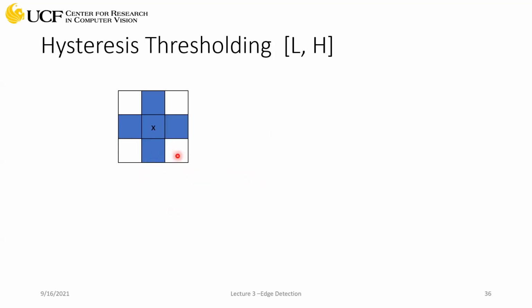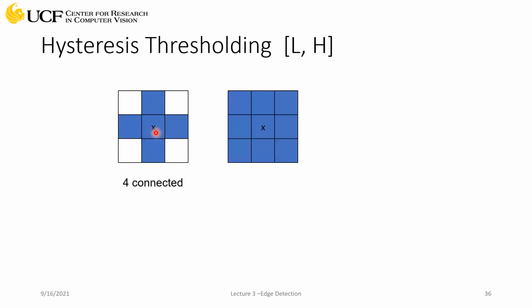In this case, I'm just showing you a patch, but you can easily generalize it to a bigger image. So let's say we are talking about this pixel location. This is called 4 connectivity. In this connectivity, I will check whether the pixel next to this one has a high magnitude or not, whether this is an edge or not. And then I will check this is an edge or not, this is an edge or not. If any of these is an edge, I will connect this pixel to the next one. So all of this will be one big edge. This is called 4 connectivity.